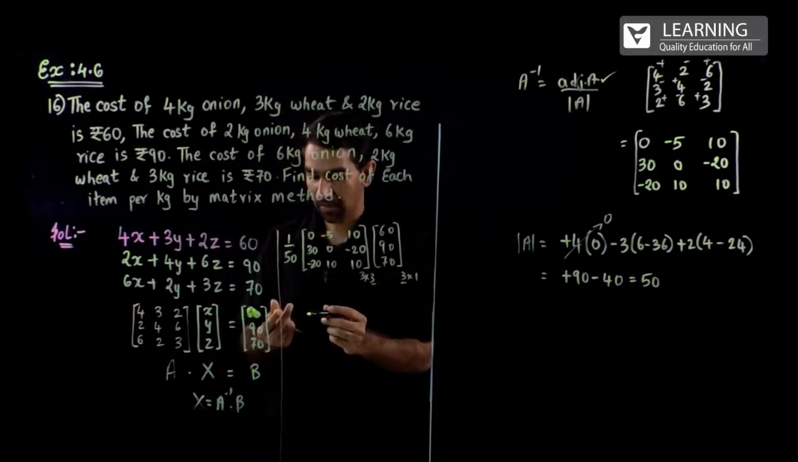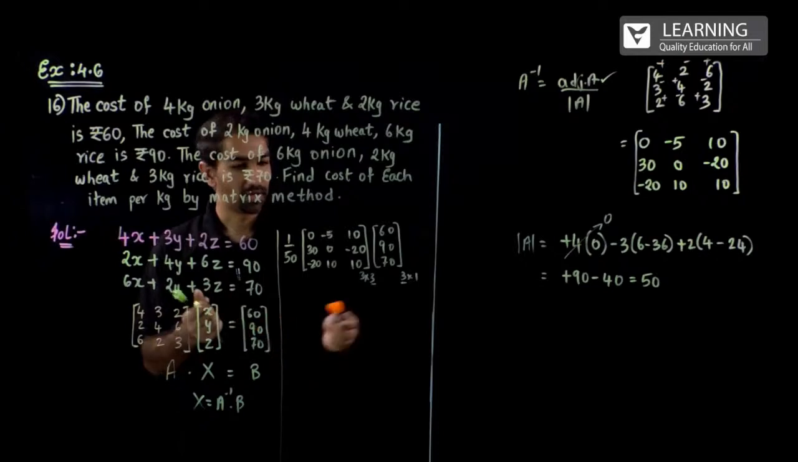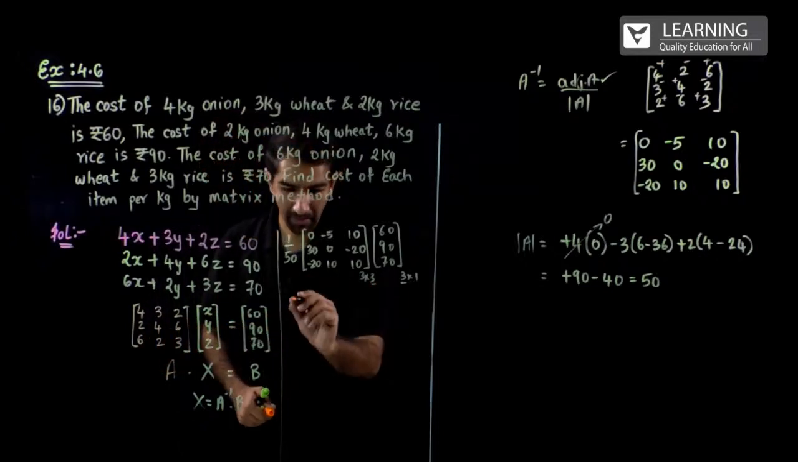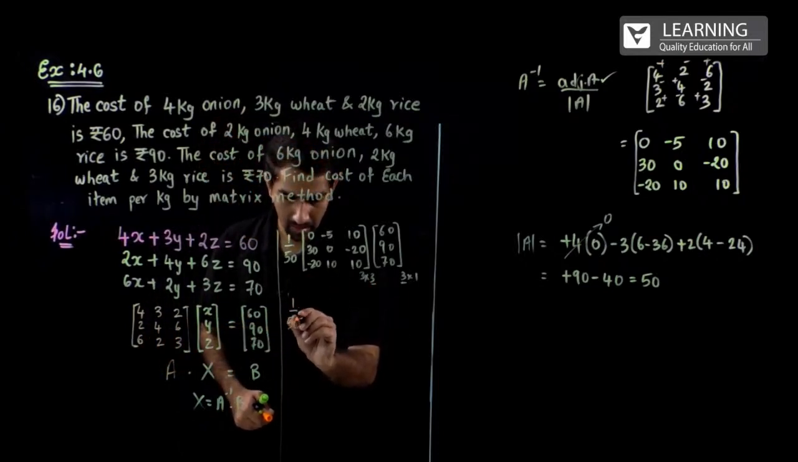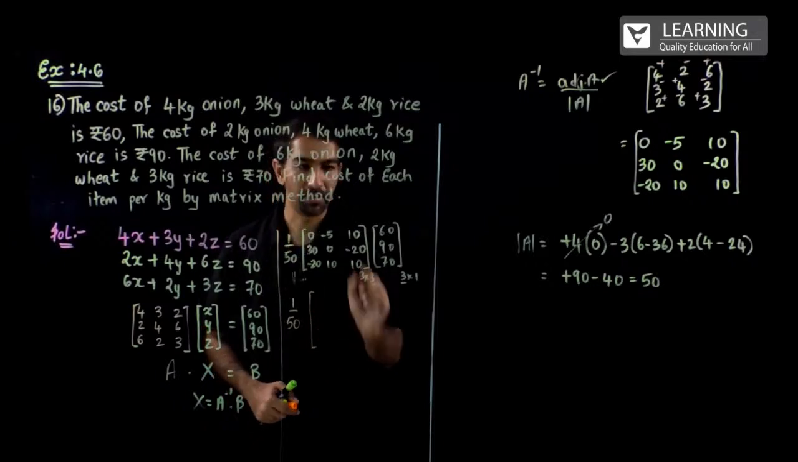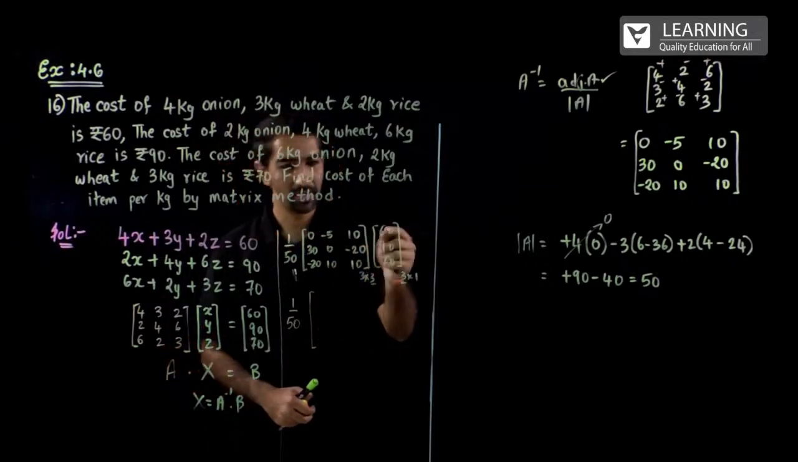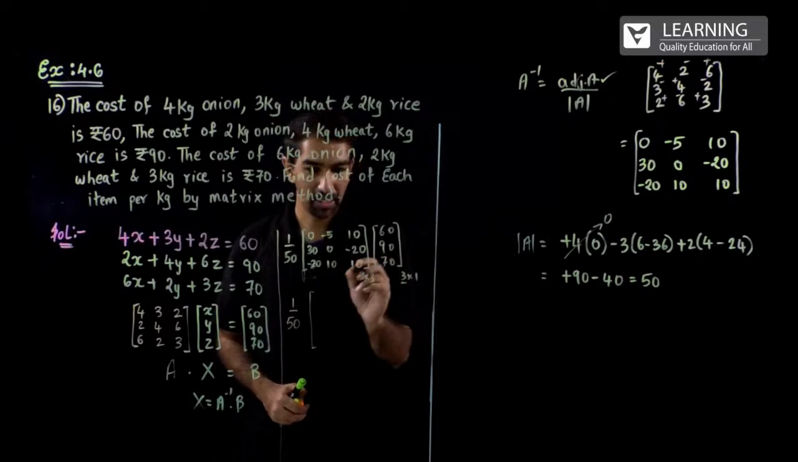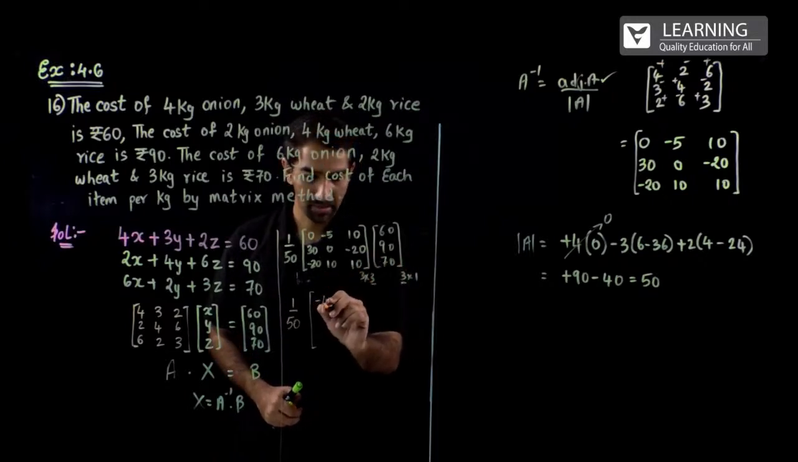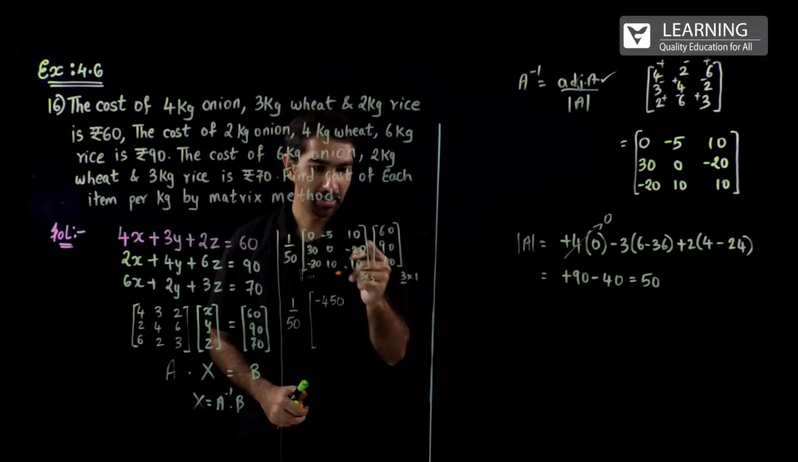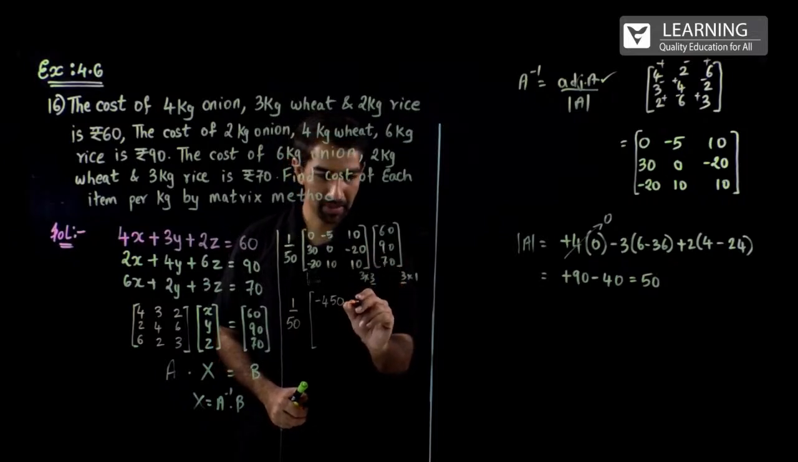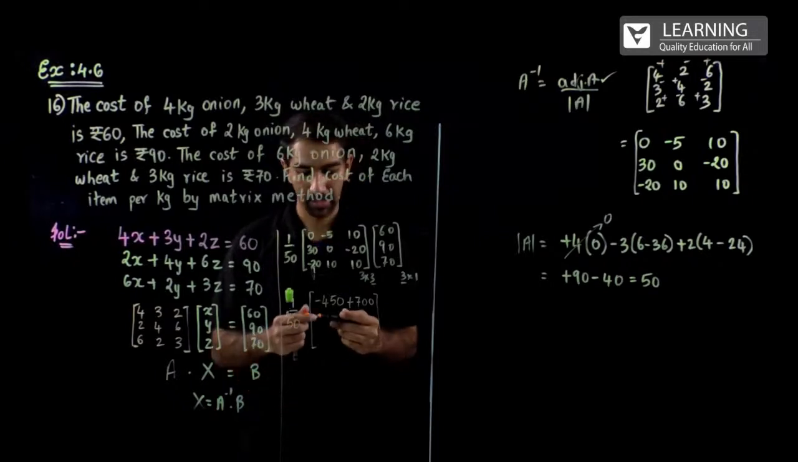Matrix multiplication is possible. What will be the order of the product? The order of the product will be 3 cross 1. So 1 by 50 as it is. Now start multiplying this. 0 into 60 is 0. Minus 5 into 90. This is becoming minus 450. And 10 into 70. So that will become plus 700. Correct. Next.